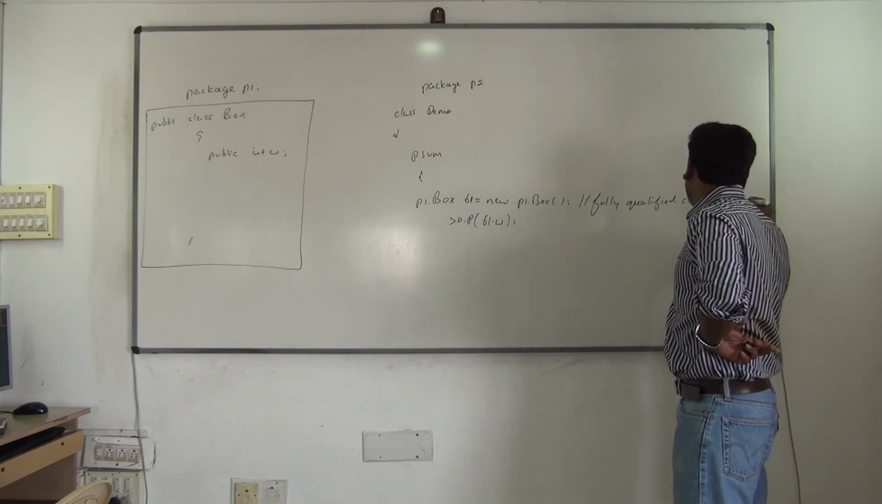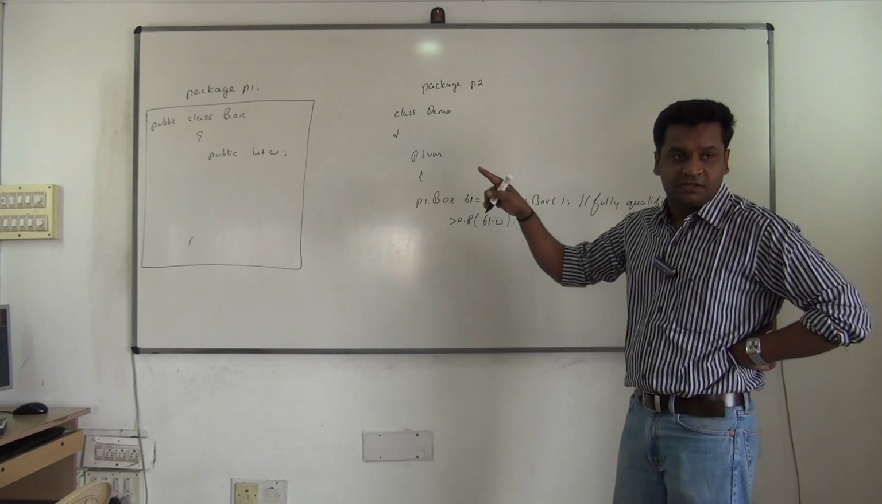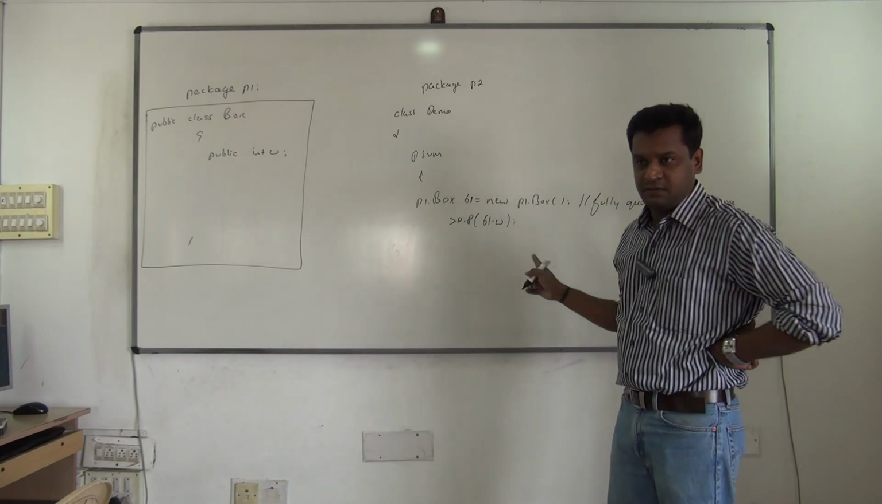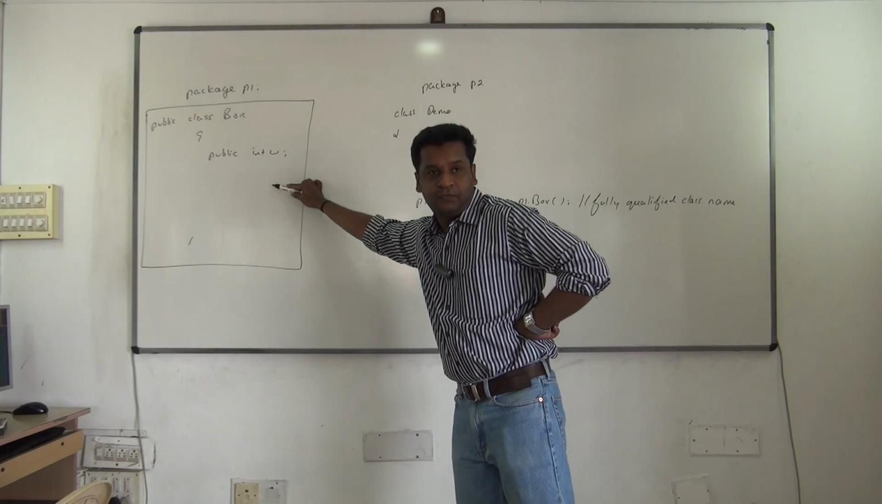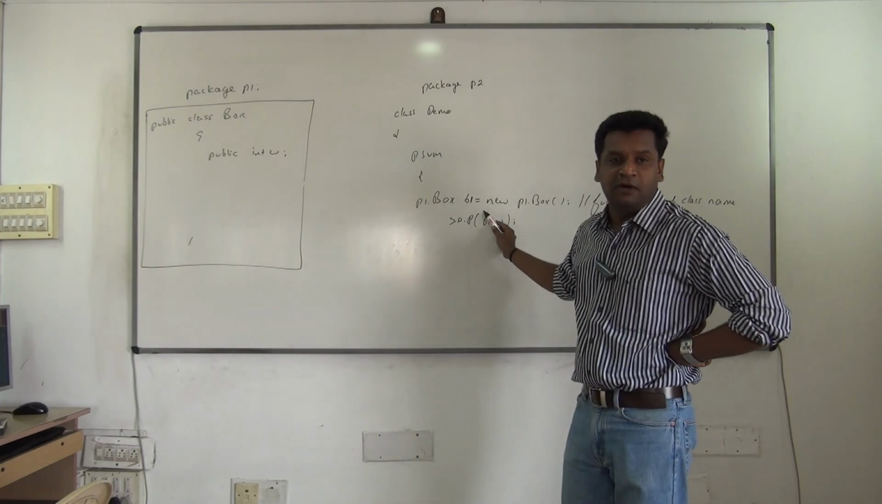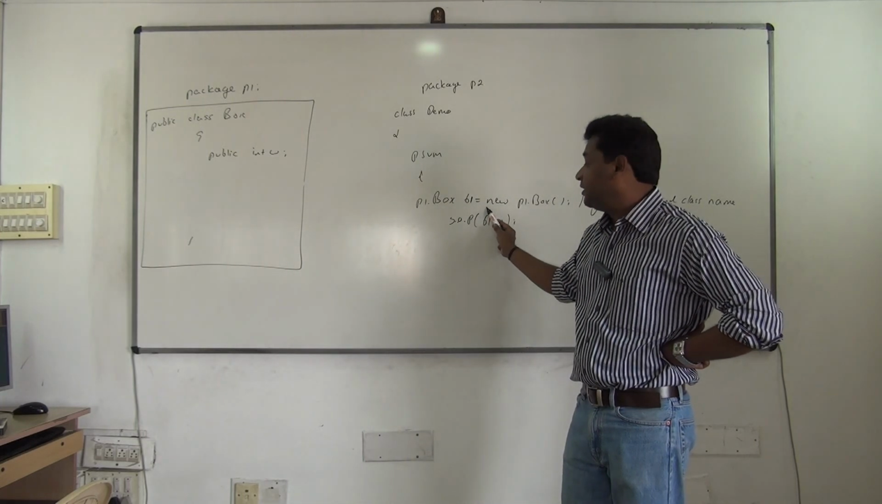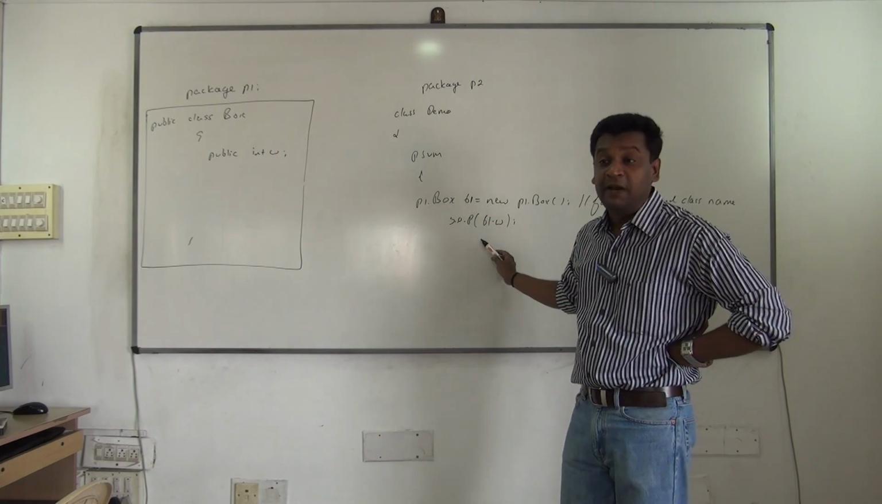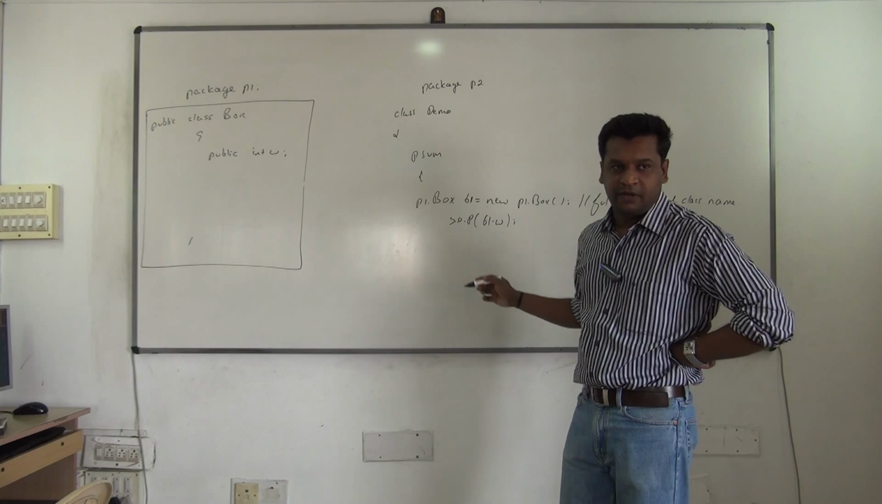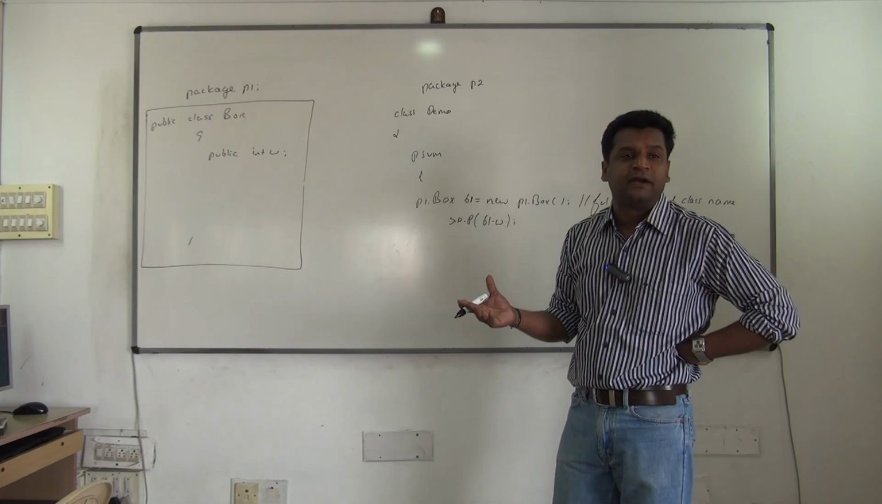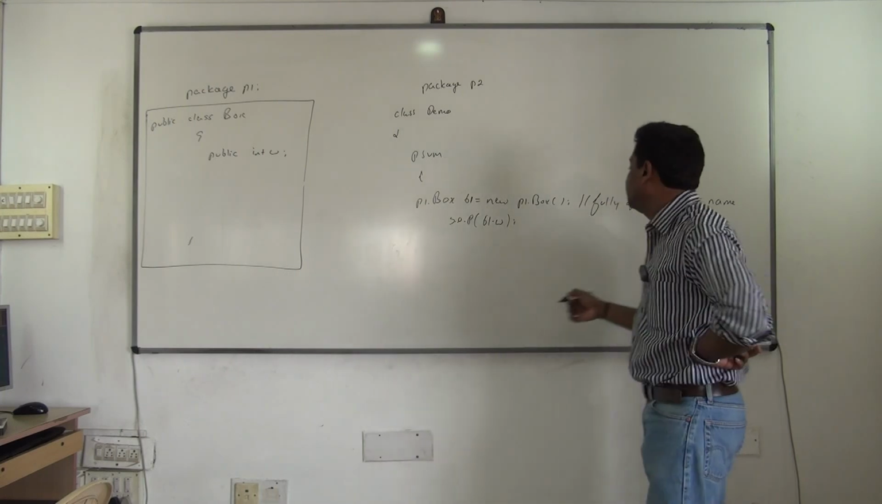So if you want a class in one package to be used in another package, get the point. The class must be public, and you should use the fully qualified class name. Create the object, and then you can access only public members. Public members, that is w. But you cannot access default members and private members. That's why you'll continue.